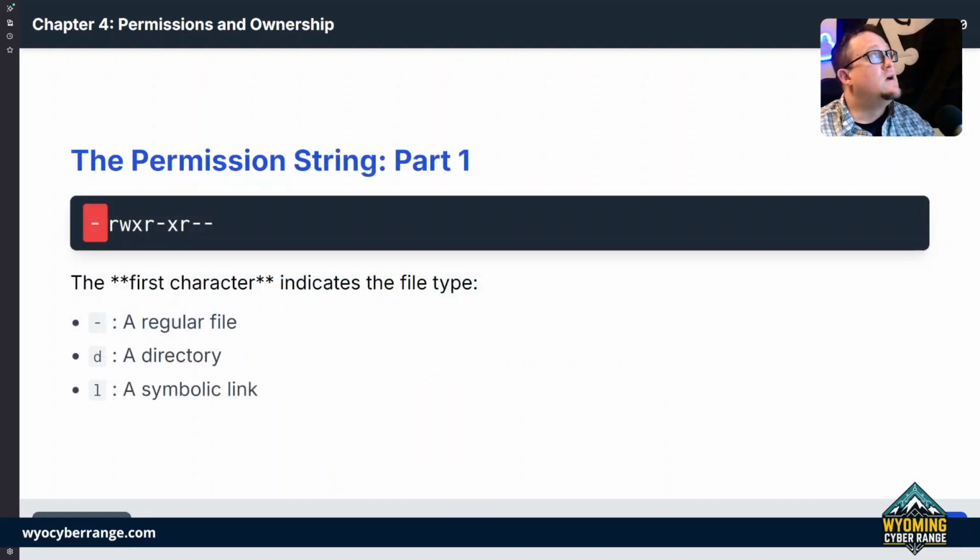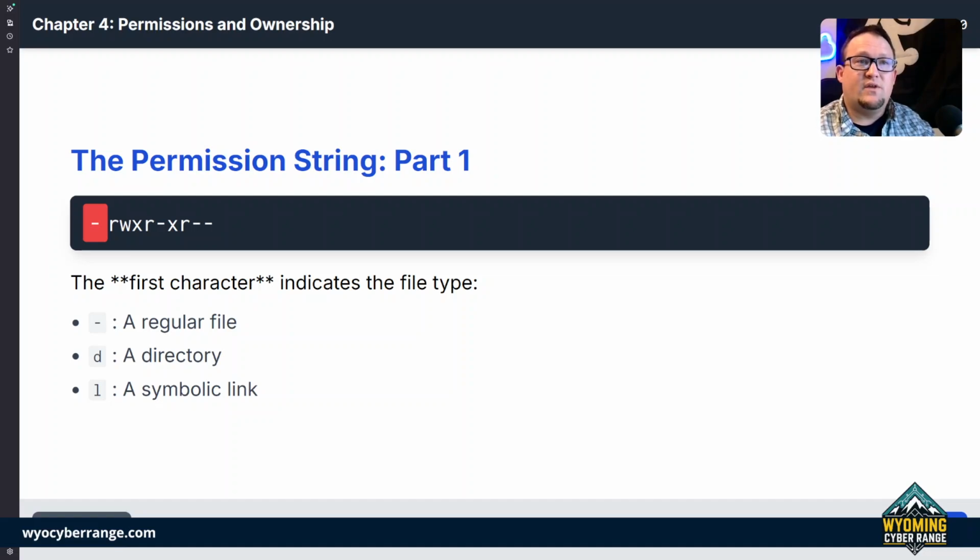The first section of it is the file type. If you just see a dash, it's just a file. There's nothing special about this. But there are a couple others that you'll see with it. For instance, a D. D tells you it's a directory. This is a folder. Or an L.